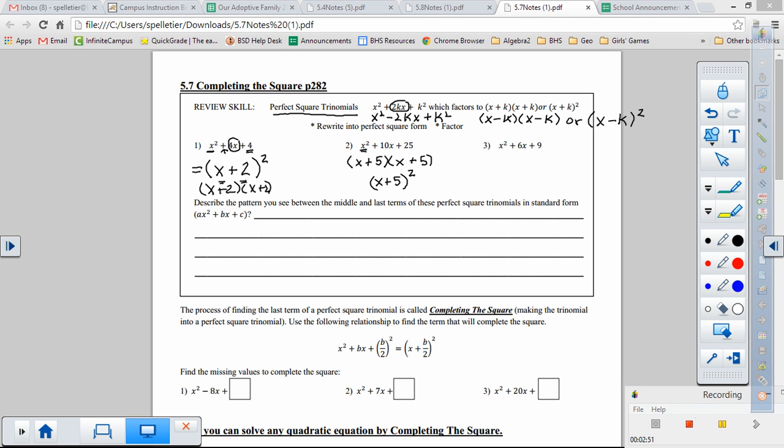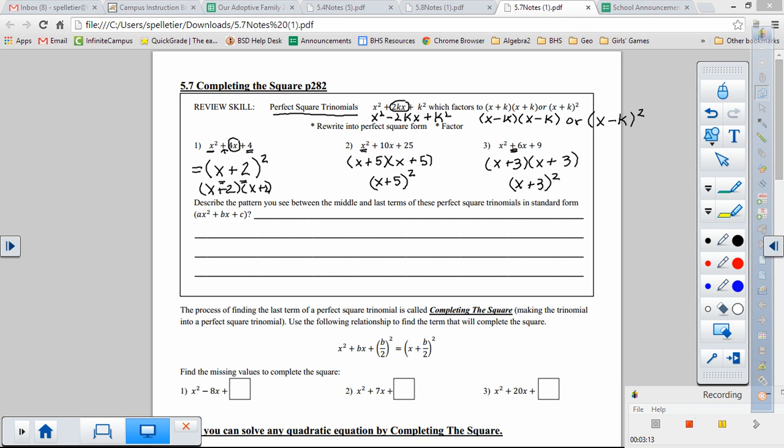Let's break down number 3. What times itself gives you x squared? x times x. And then the last term, what times itself gives you 9? 3 times 3. They're both positive since this is a positive. And more properly written, x plus 3 squared.